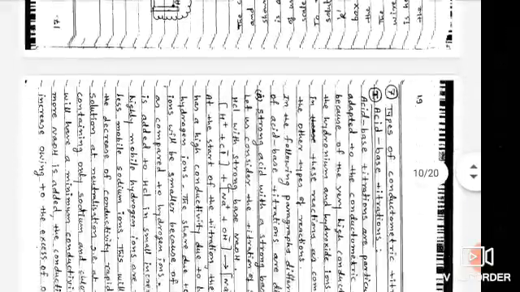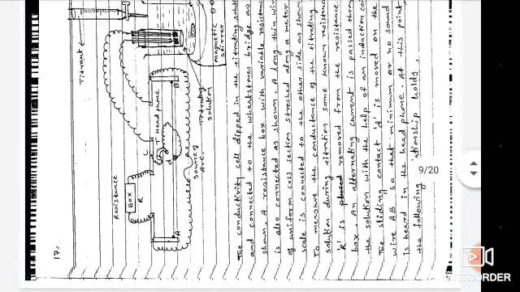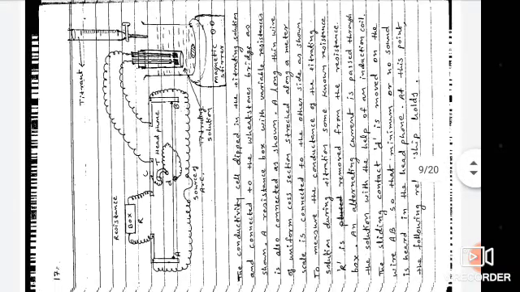What is the procedure and the apparatus for the measurement of conductivity? The requirement is the Wheatstone bridge as well as the conductivity cell and the microburette for adding the titrant.